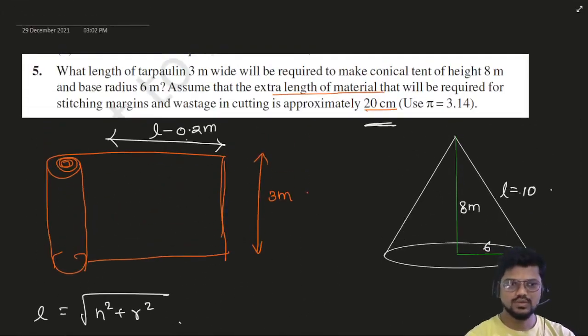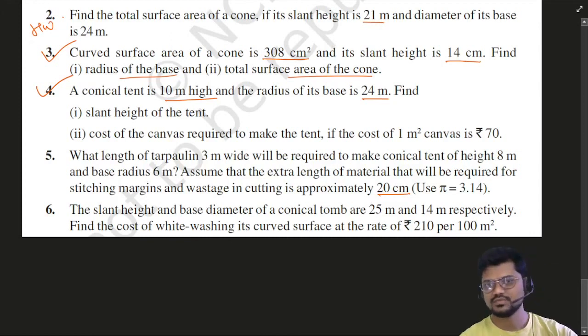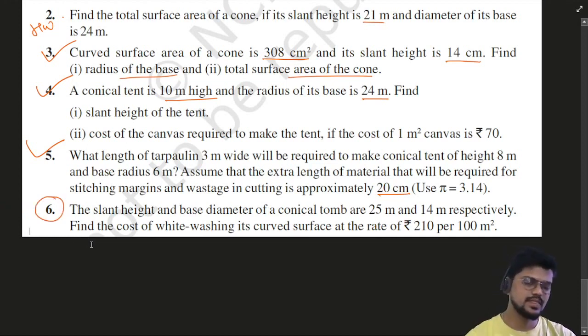Fine. Now you please solve the next sum. The slant height and base diameter of a conical tomb are given. Find the cost of whitewashing its curved surface at the given rate. Please try solving the sixth question. Please try it on your own.